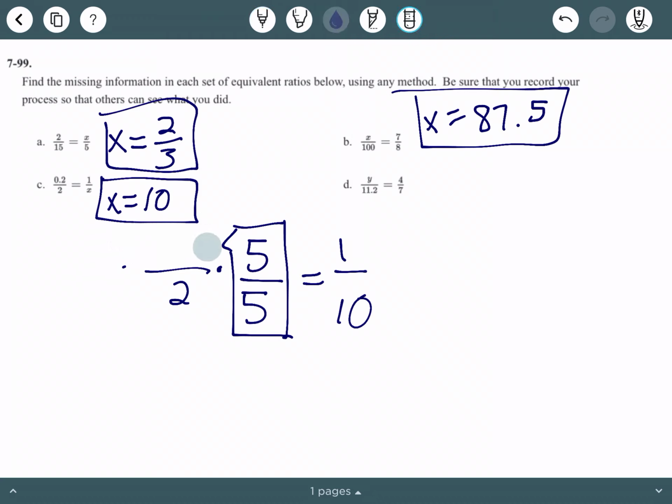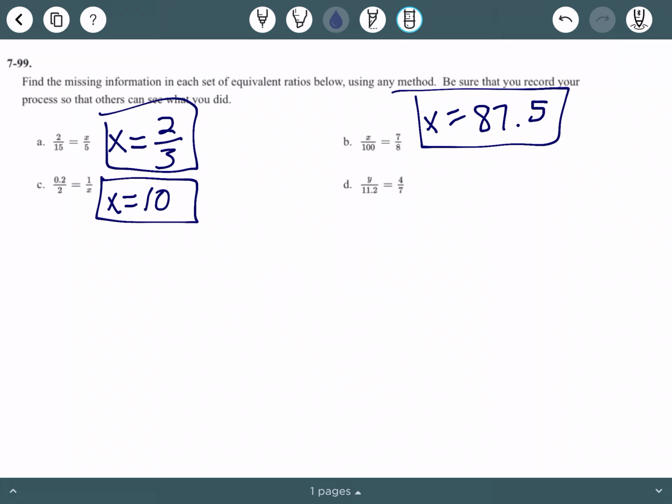All right, and finally, we have our last one. Now this one is going to be similar to part B, in that our variable is on the left side. Now if you want to move it so that the variable is on the right side, you can, and I'll show you what I mean. So what you could do is you could say 4/7 equals y over 11.2. That would be an okay thing to do. And I'll show you that it does work if you want to do it that way.